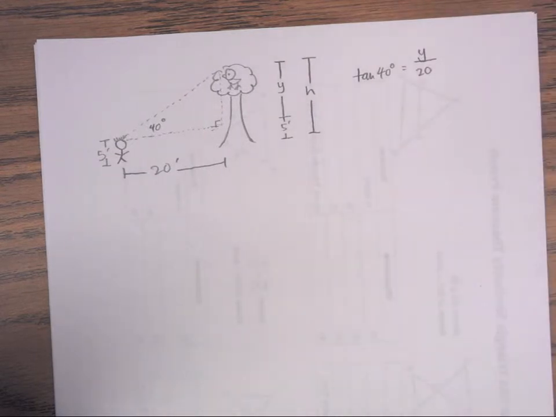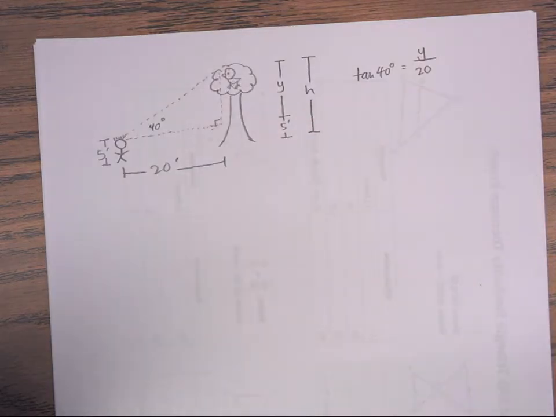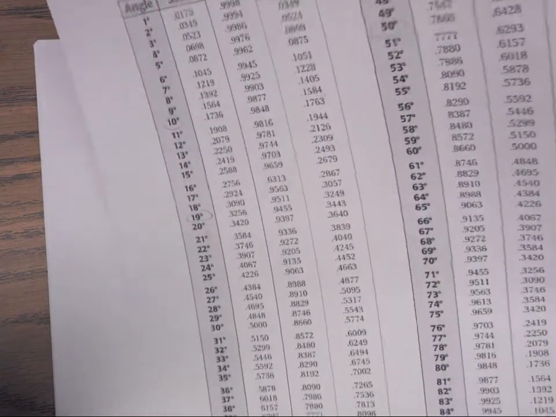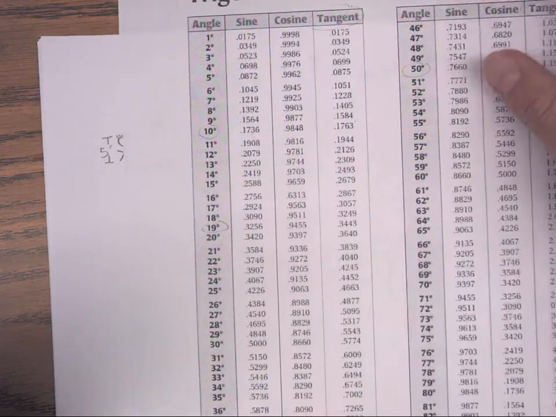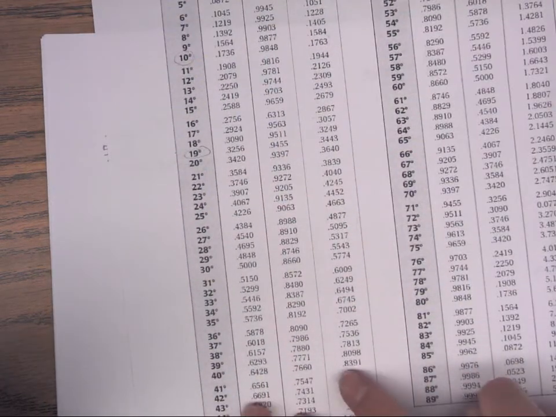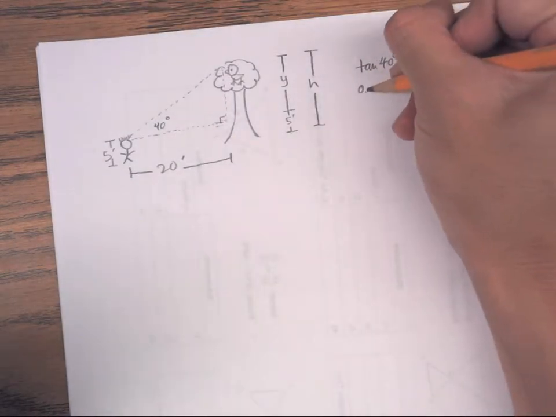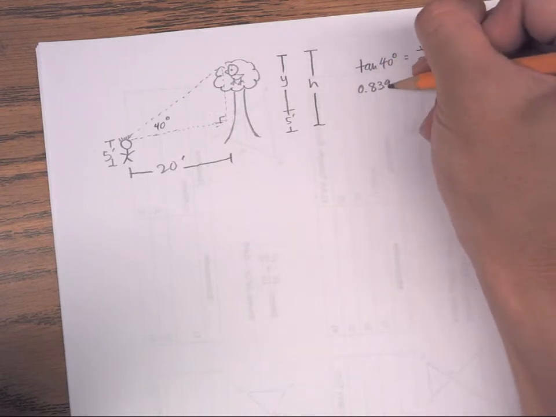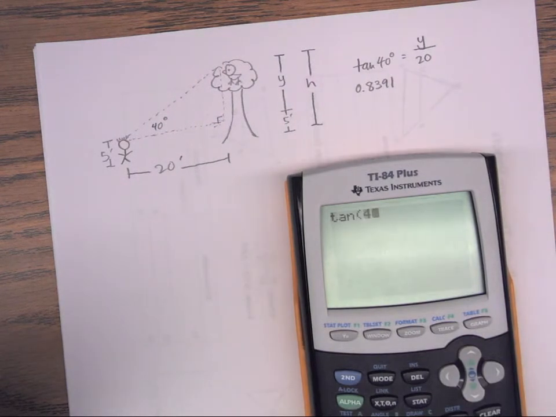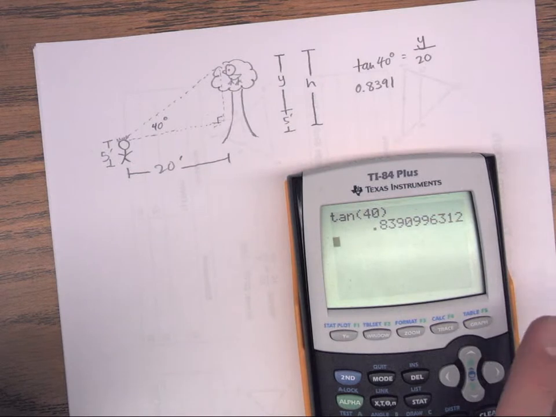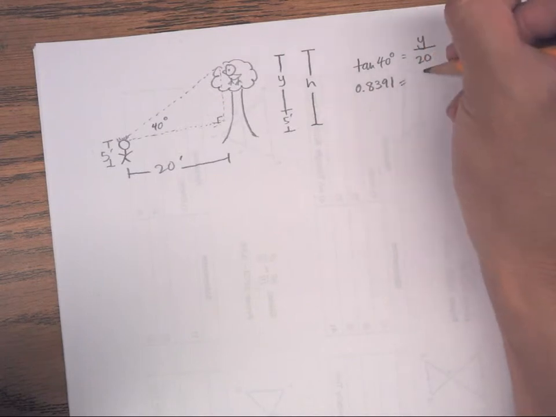From here, you need to find the tangent of 40 degrees. You've got to make that look nicer, or turn it into a decimal. The tangent of 40 degrees is going to be 0.8391. If you don't believe me, put it in your calculator: tangent of 40, 0.839, round to 0.8391. So this equals y divided by 20.